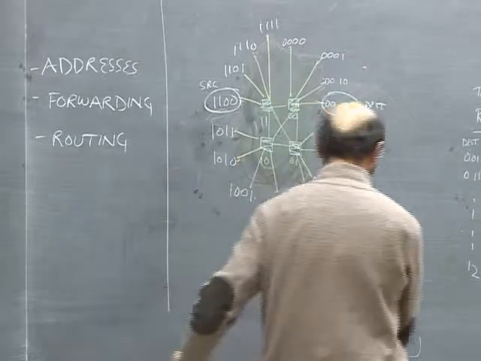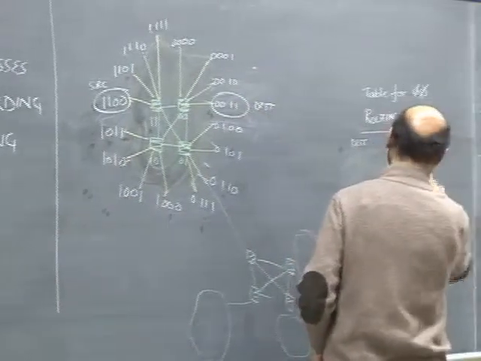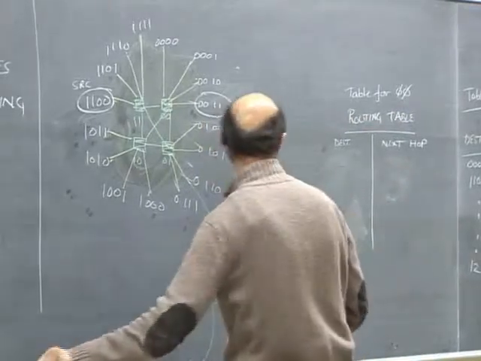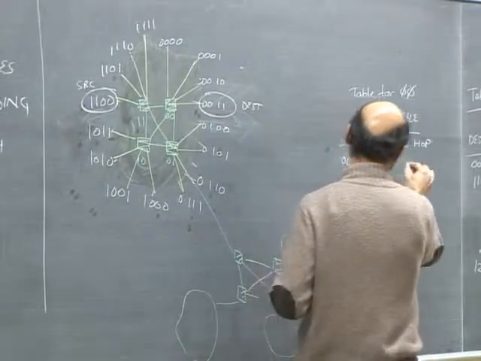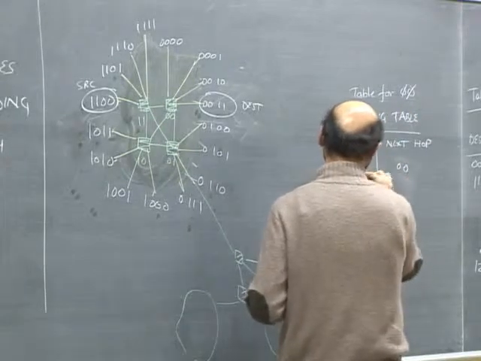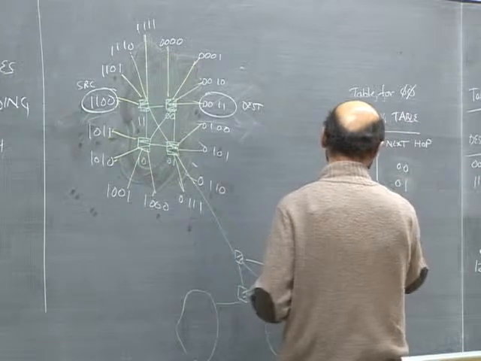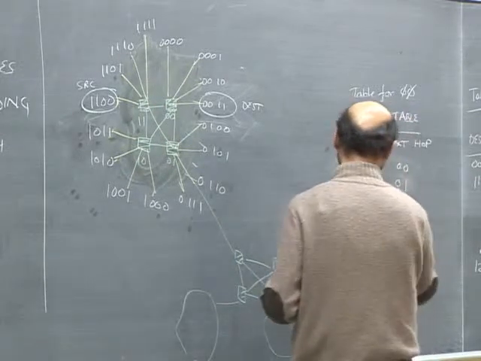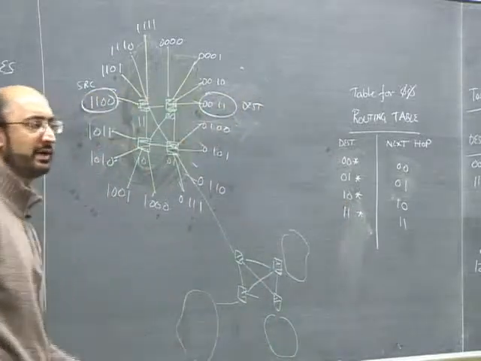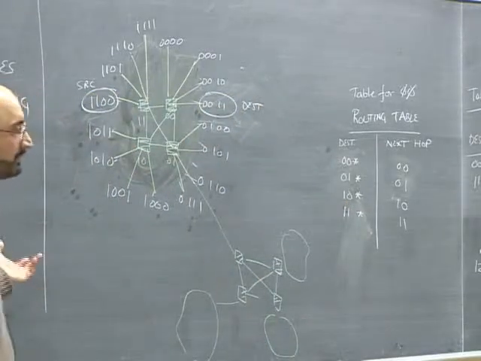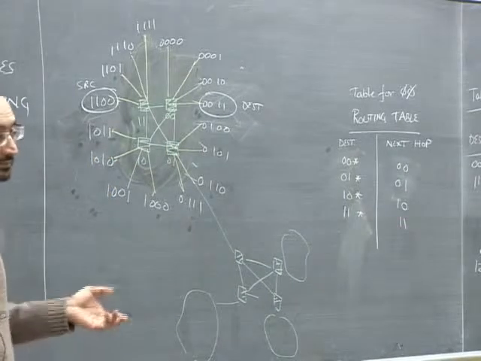So this routing table becomes something like this. If the destination is 00 anything, give it to 00. If it's 01 star, star means anything, give it to 01. If it's 10 anything, give it to 10. If it's 11 anything, give it to 11. That's a pretty simple routing table. And in fact, that routing table is going to be the same for all of them.